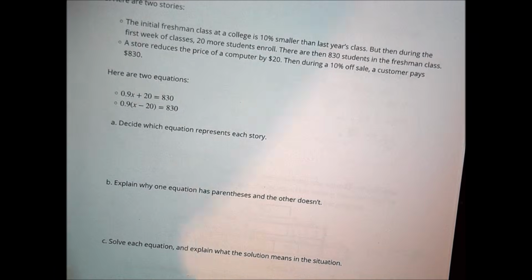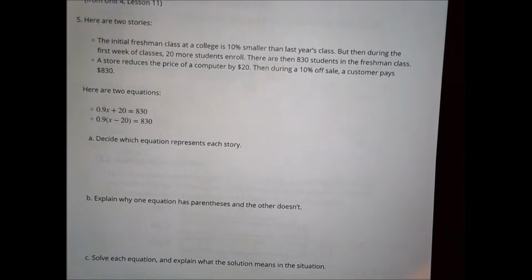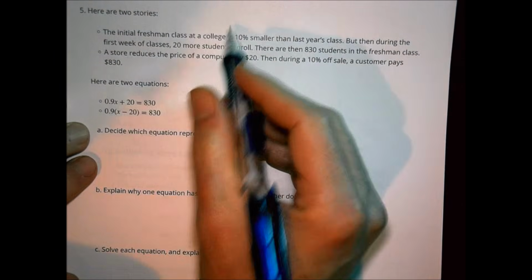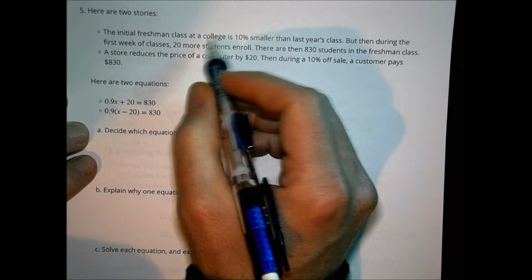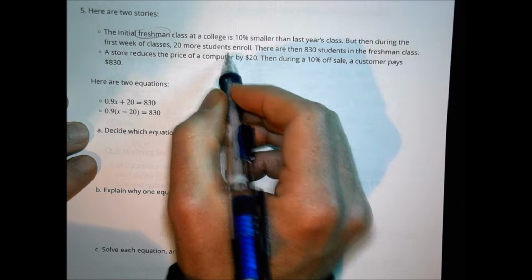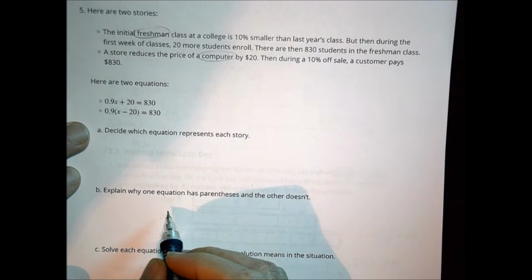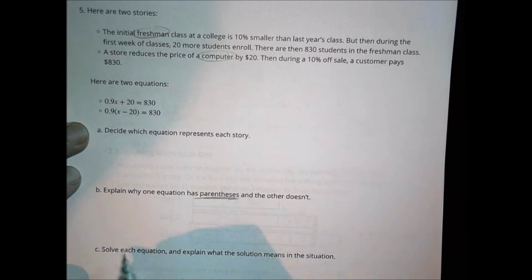All right, number 5, or I think our last one here for today. We have 2 different stories, one about college freshmen and one about a computer store, computer prices. For each story, we have 2 different equations that we have to decide which one goes with the college freshman class, and which one goes to the computer. Okay, and so we're going to figure that out, and then we're going to talk about the parentheses for each one, why one has parentheses, one doesn't, and then we'll solve it and see what you come up with. So here we go.